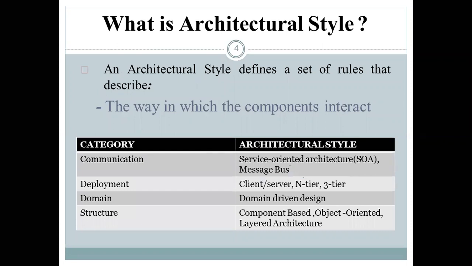An architectural style defines a set of rules that describes the way in which components interact, how the components are going to interact with each other. There are several categories, and based on those categories, there are several architectural styles.